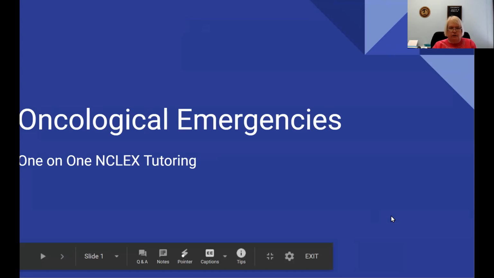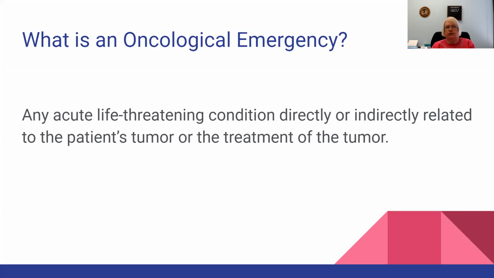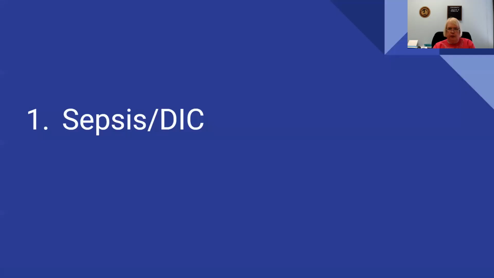So oncological emergencies. What is an oncological emergency? It's any acute life-threatening condition that directly or indirectly is related to the client's tumor or the treatment of the tumor. So the first one we need to know is sepsis and DIC.